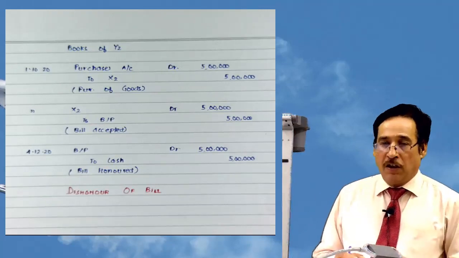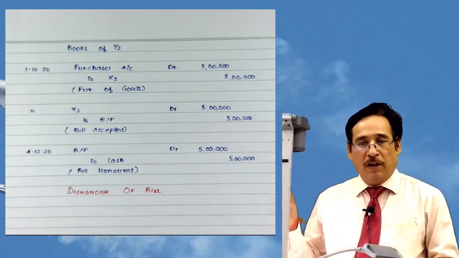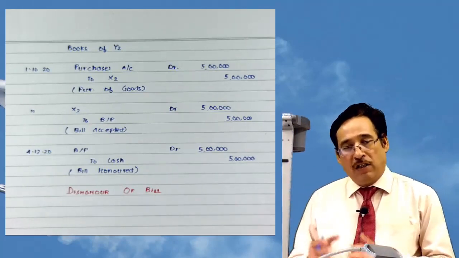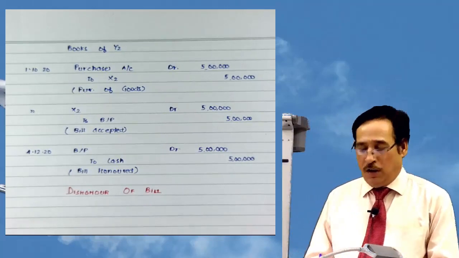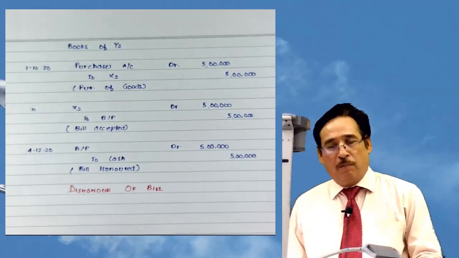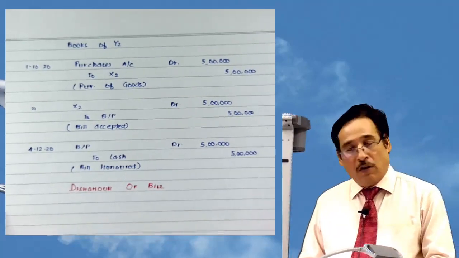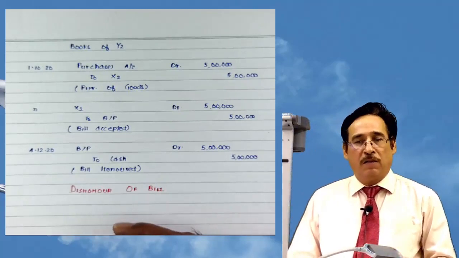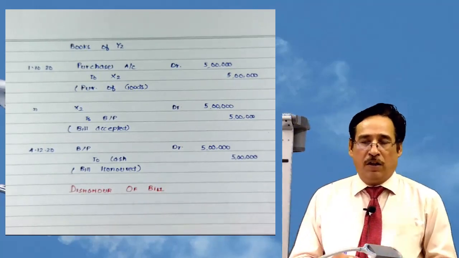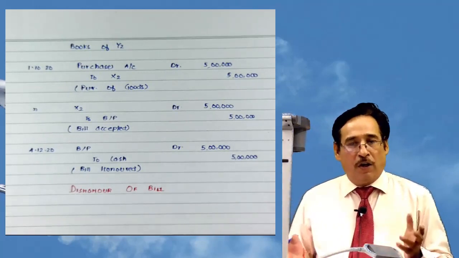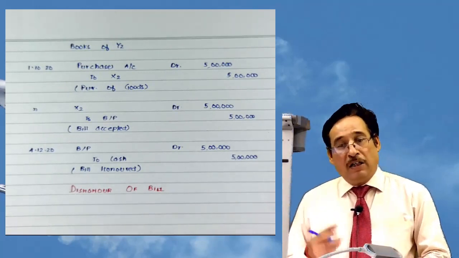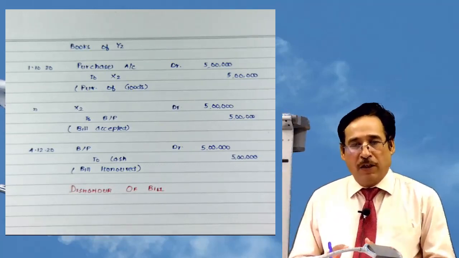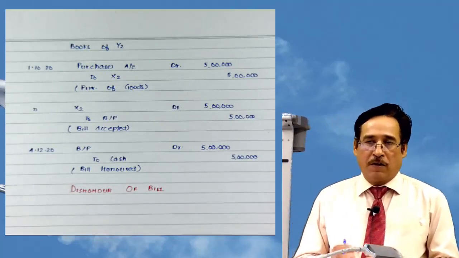Likewise, it could be a possibility that I might have discounted the bill. Now on the maturity date, the bank will approach the drawee, and if the drawee fails, again it is dishonor of bill. In simple words, when on the maturity date the drawee fails to meet the bill, that is known as dishonor of bill. Suppose the bill was retained by me till the maturity date, and on the maturity date I go to the drawee and ask him to pay back the money. If the drawee, due to some reason, fails to do so, then I will not receive the money. In accounting language, it will be termed as dishonor of bill.